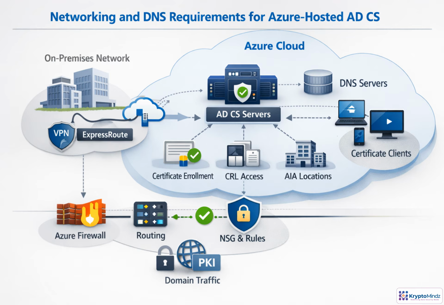For Azure-hosted ADCS, think end-to-end connectivity, not just the CA server. Every ADCS VM must use your domain DNS servers so domain joins, LDAP, and service location records work correctly. You also need reliable hybrid connectivity via VPN or ExpressRoute, so Azure CAs can reach domain controllers. Finally, verify that clients can resolve and reach enrollment URLs, CRL, and AIA locations, and that NSGs, routing, and Azure Firewall only permit required PKI and domain traffic.